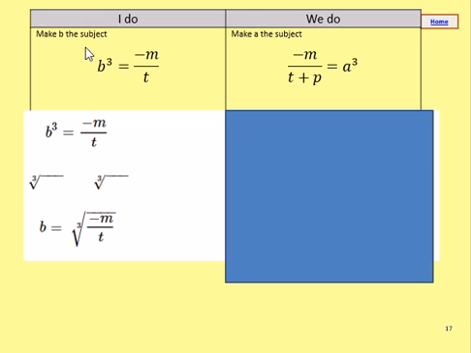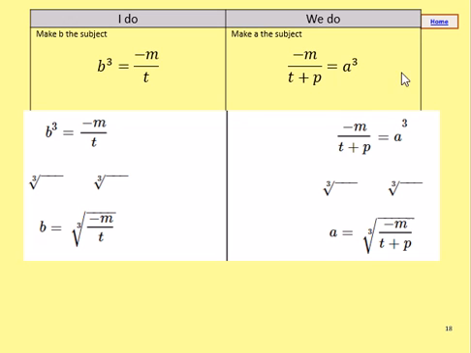And now, we have a slightly different one. We've got b cubed this time equals minus m over t. Simple solution, b cubed is the subject. We want just b as the subject, so take the cube root of both sides. So we get b equals the cube root of negative m over t. Please try the we-do now in your books.